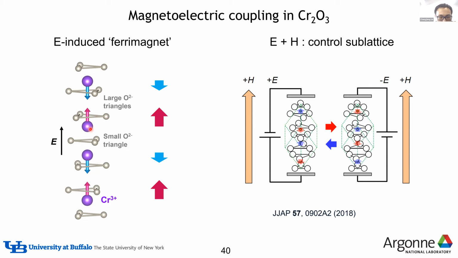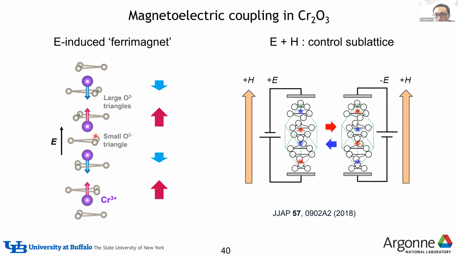Once an electric field is applied along the C axis, the chromium ion can move relative to the neighboring oxygen triangles. Because of this movement, the inversion symmetry between these two sublattices is broken. As a result, there's a net magnetization induced by this electric field. So this effect is also called magneto-electric coupling.